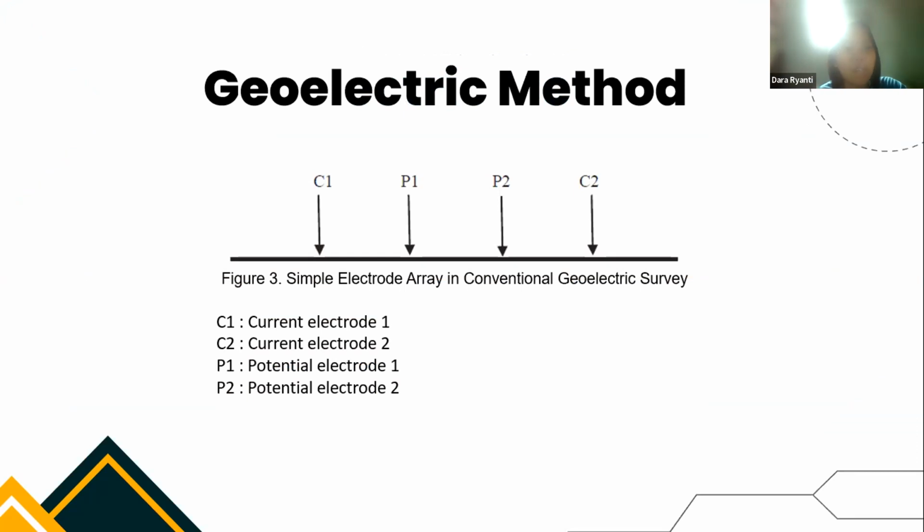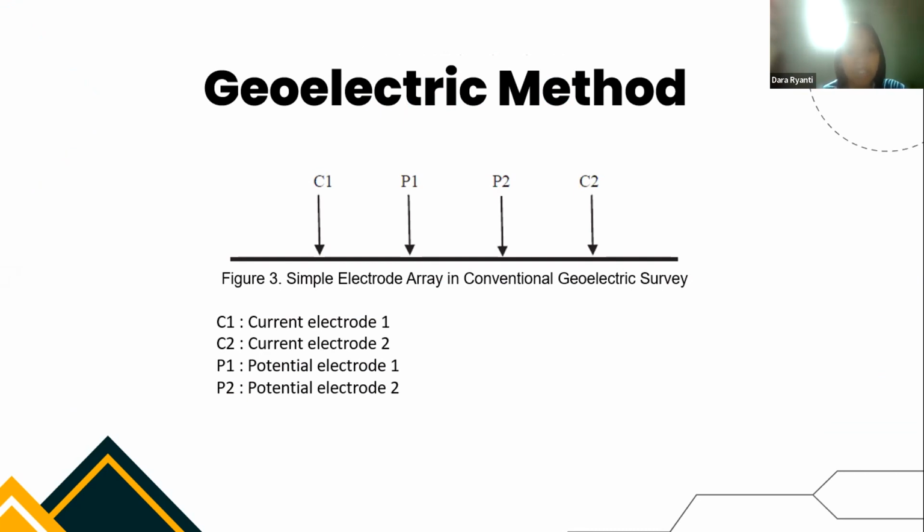So what is the geoelectrical method? The geoelectrical method is one of the geophysical survey methods to identify the subsurface of the ground using the electrical properties of rock. A resistivity geoelectrical survey is generally used for shallow exploration, approximately 500 meters below the surface. The working principle of geoelectric is to inject electrical current into the earth.